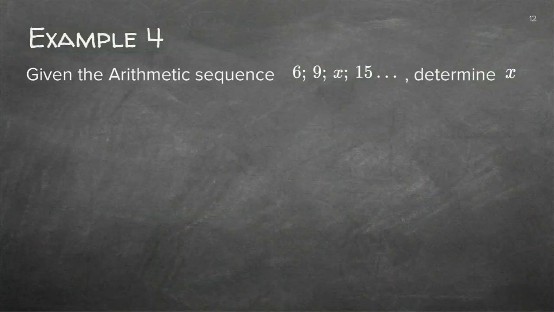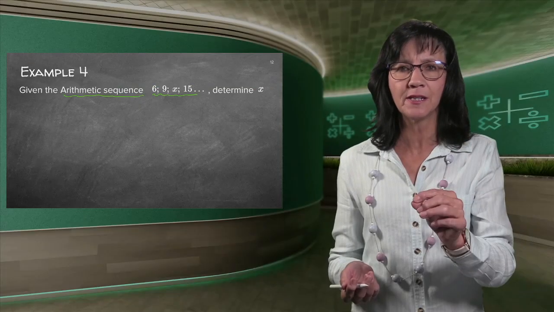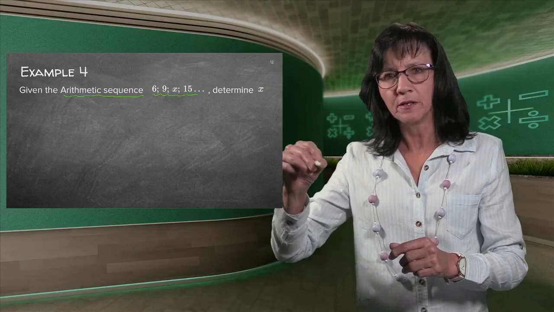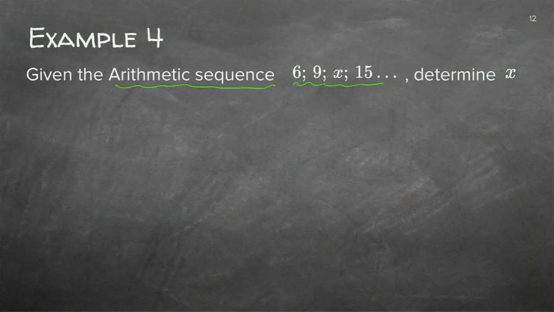Okay, example 4. Now they give you the sequence and they tell you it's an arithmetic sequence. It's very important that they tell you that, because if they don't, you do not know that there's a common difference. Because that's the key to an arithmetic sequence. There's always a common difference from one term to the other. So I know in this one, there's also supposed to be a common difference. But now I can't actually find it.